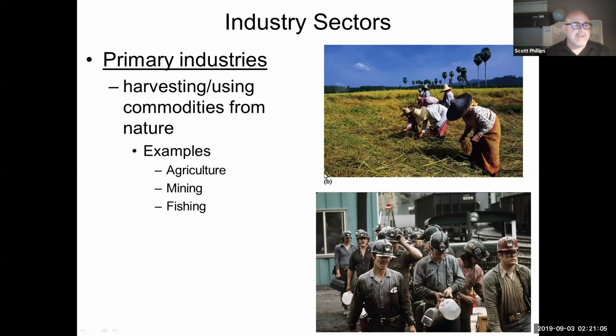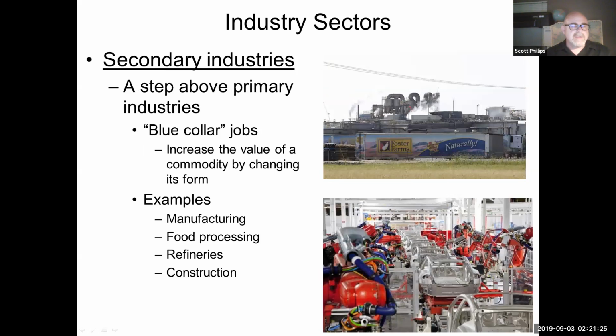Just some examples. These are some of the primary industries. Again, about using or harvesting commodities from nature, like agriculture, mining, and fishing. And one thing that we'll see is that in other parts of the world, a greater percentage of people work in primary industries than they do in North America. Secondary industries are often what we call blue-collar jobs. These include factory jobs, food processing, refining oil, and construction.